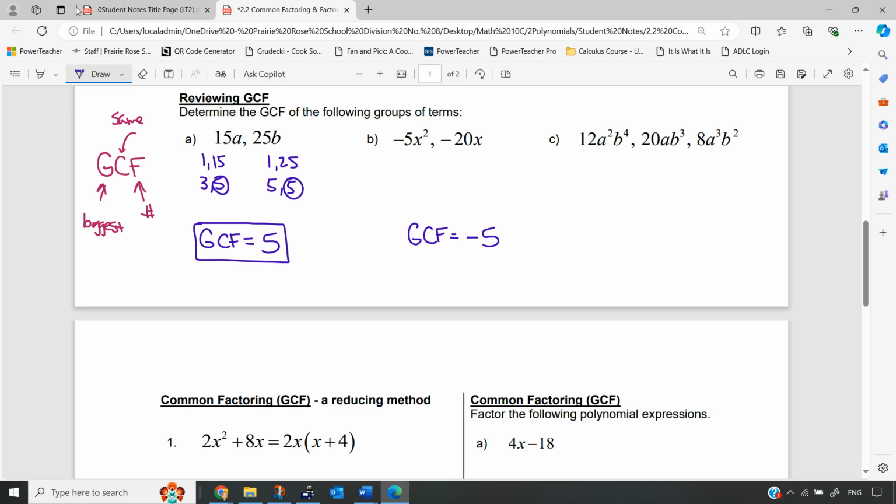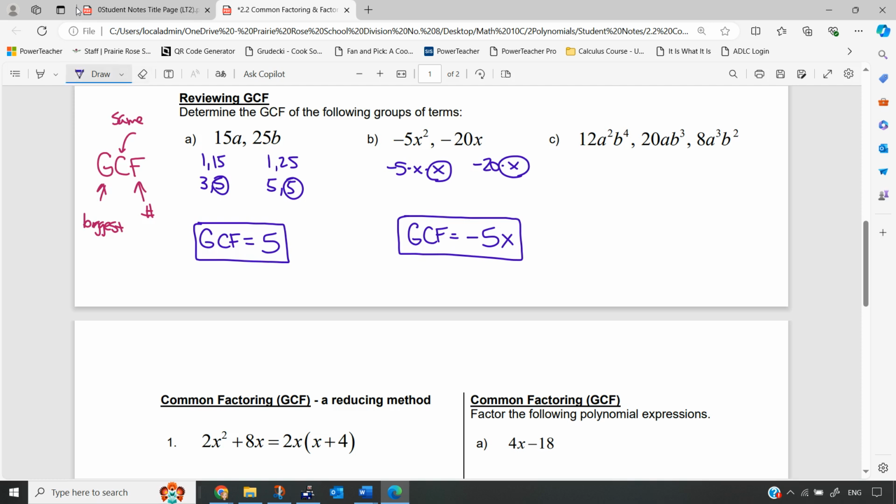And then I look at my variables. I have an x and I have an x squared. So negative 5x squared is like negative 5 times x times x, and negative 20x is like negative 20 times x. Well, notice I can only divide one x out of both of them, so my GCF is going to be negative 5x. Looking at C, I have 12, 20, and 8.